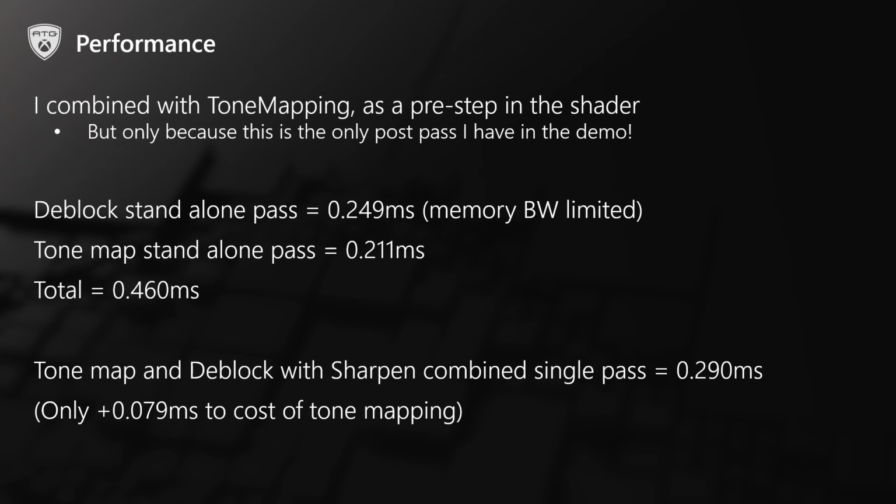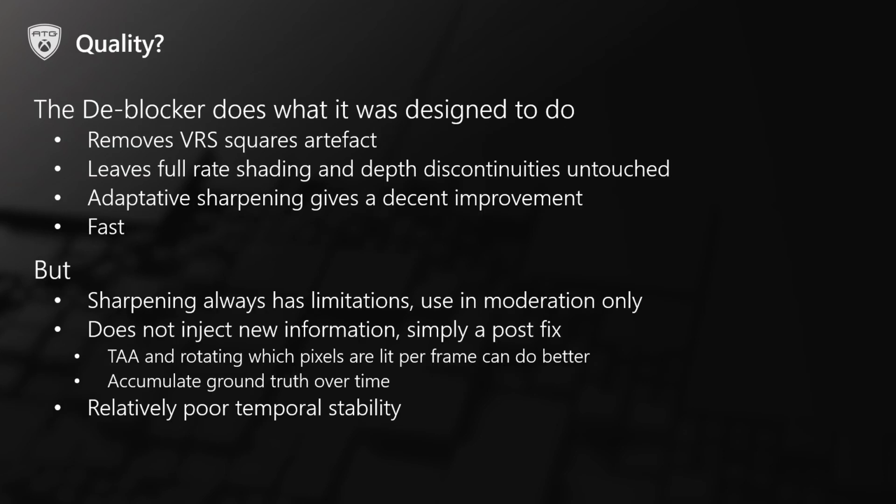So has this post-process deblocker done what it was designed to do? The answer is yes and no. It does remove the VRS squares artifact. It does leave areas of full rate shading alone. It does preserve edges. It is fast. The problems, of course, are that the sharpening filter, you always have to be a bit careful with sharpening, or you can end up distorting things and ringing artifacts.